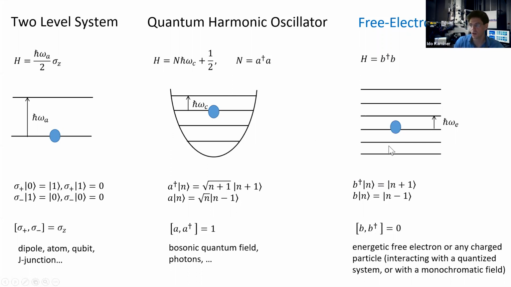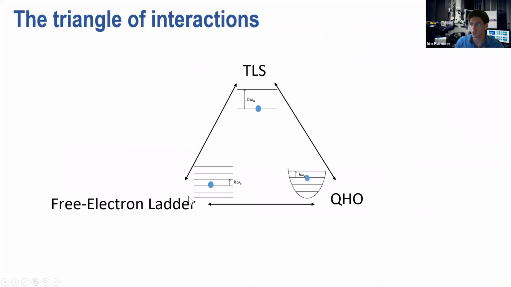And that description of the electron is an excellent way to look at it, and at every energetic charged particle interacting with a quantized system or with a monochromatic electromagnetic field. That sounds very basic. Let me show you what this means in practice for us. If we think about those three quantum systems, we can write different interactions between them.